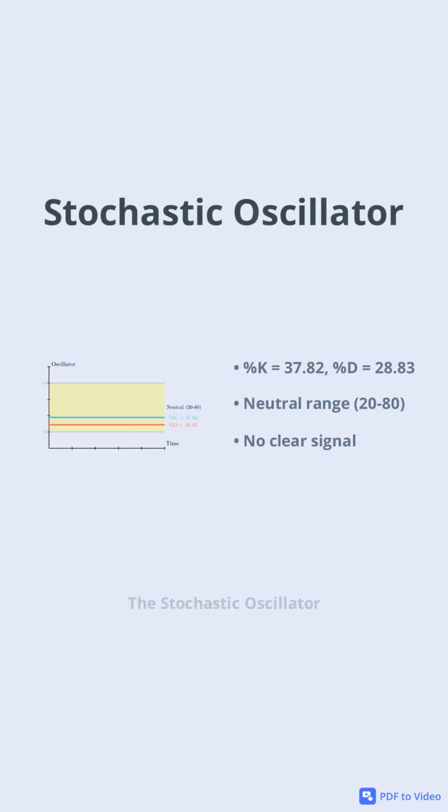The Stochastic Oscillator is another momentum tool. For PLUG, the %K is at 37.82 and %D is at 28.83, both within the neutral range. This means there is no clear buy or sell signal from the stochastic at this time. Traders often look for values above 80 or below 20 for actionable signals, but PLUG is currently in the middle.